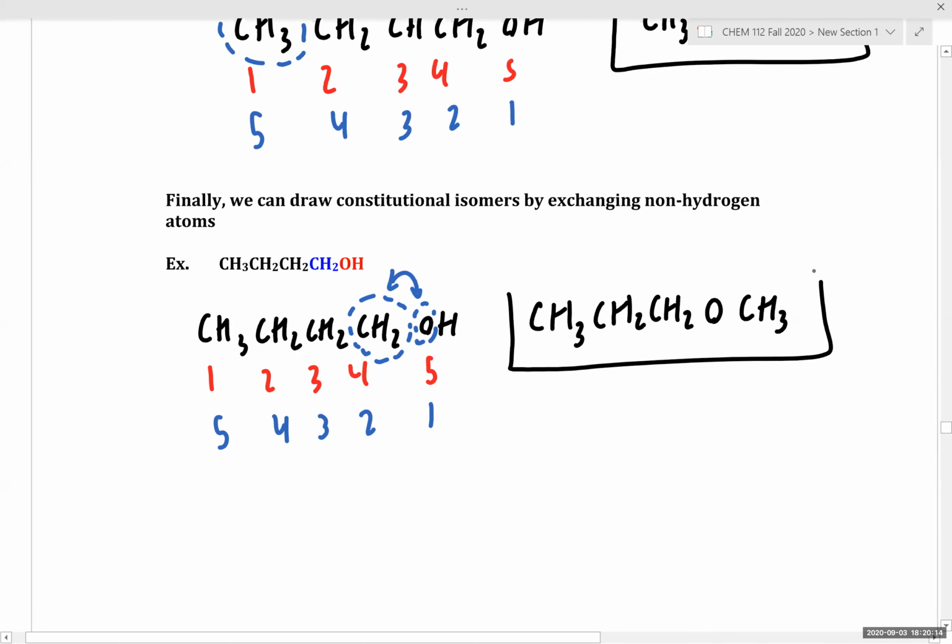So you can either swap portions of your carbon chain, or you can swap a hydrogen atom with a functional group or carbon atom. This is just a very procedural way of writing constitutional isomers. You'll eventually develop methods to write constitutional isomers more by feel.